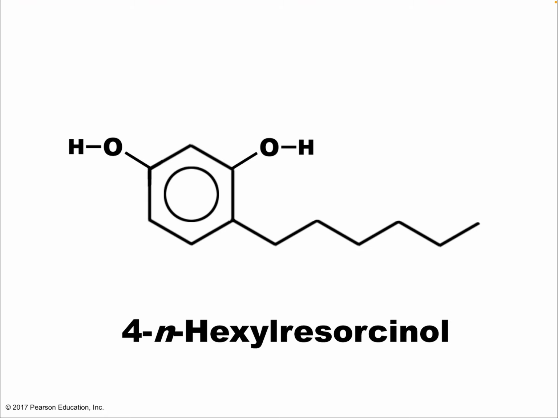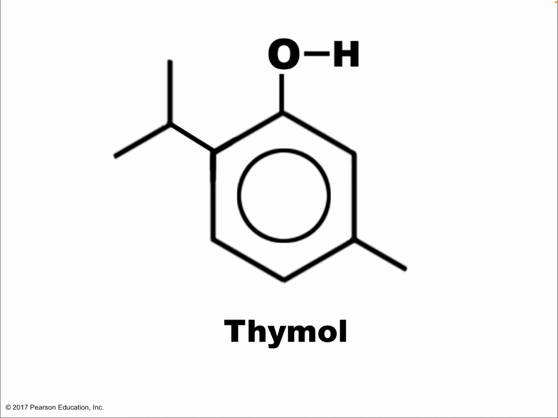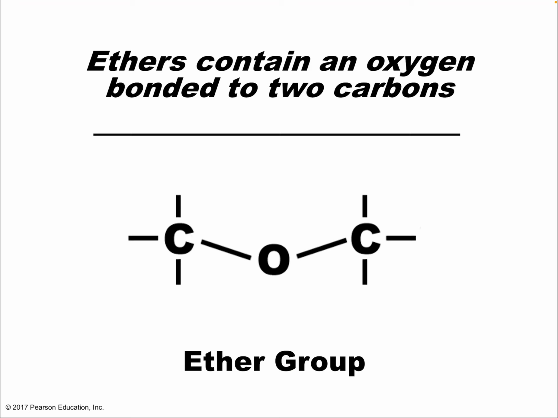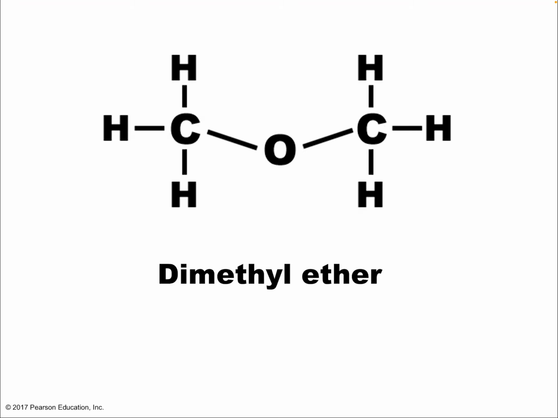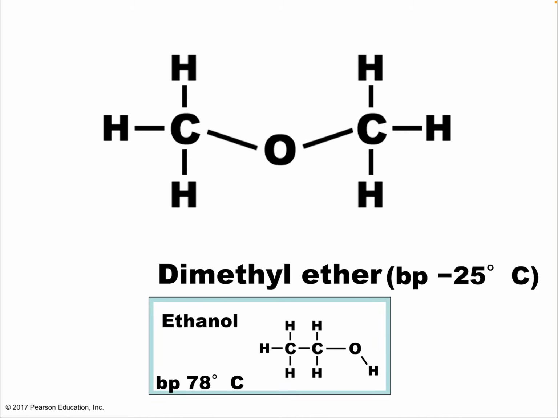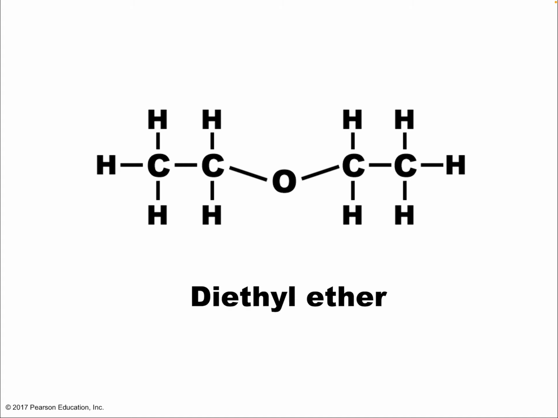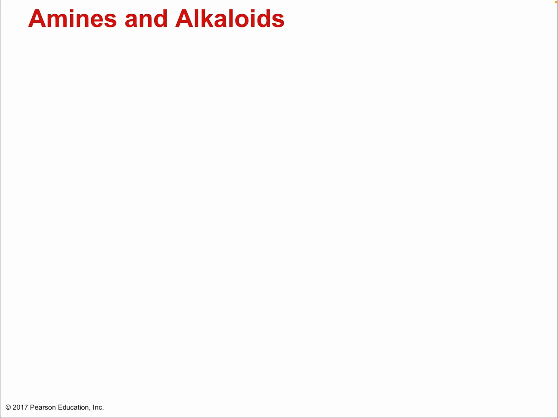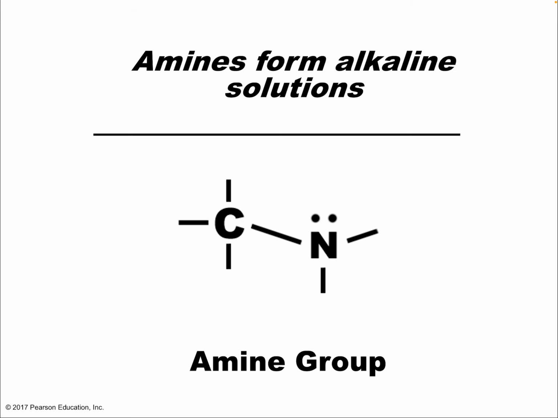We have 4-hexylresorcinol, hopefully I got that right, and thymol. Then we have the ether group, another functional group, which has an oxygen squished between 2 carbons. Dimethyl ether includes it, with a very low boiling point, so it's going to be in a gaseous phase at room temperature, even at 0 degrees Celsius. There's ethanol with a much higher boiling point. We have diethyl ether, and then we have the amines and the alkaloids.